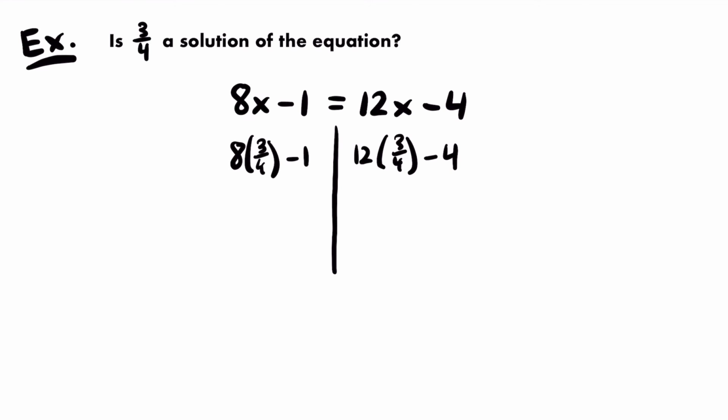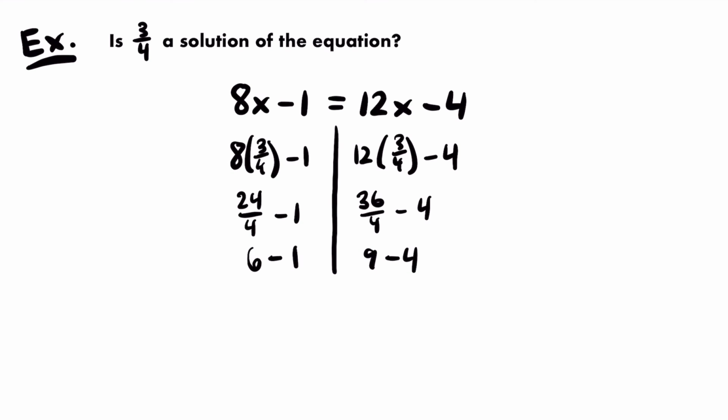Now simplifying, remember that when you multiply a whole number by a fraction, you multiply the whole number into the numerator or the top of the fraction. So in this case, 8 times 3 is 24. So we have 24/4 minus 1. And then doing the same thing over here, 12 times 3 is 36. So we get 36 divided by 4 minus 4. Then simplifying these fractions, 24 divided by 4 is 6. So we have 6 minus 1, and then 36 divided by 4 is 9. So we have 9 minus 4.